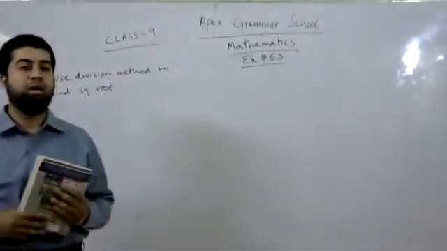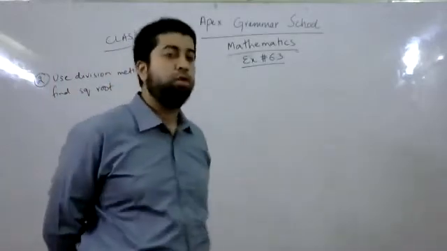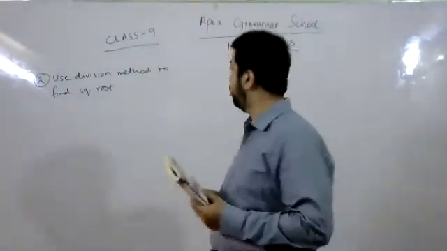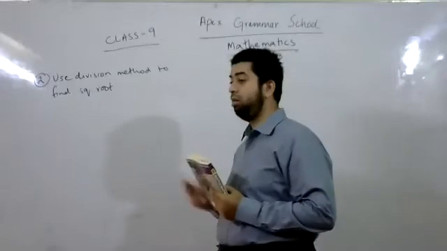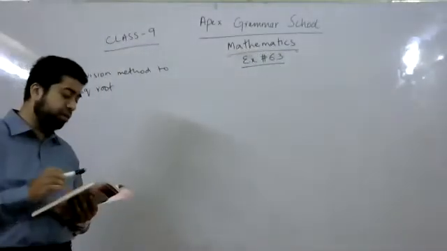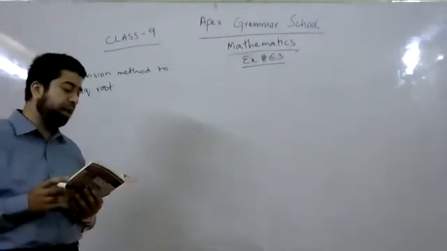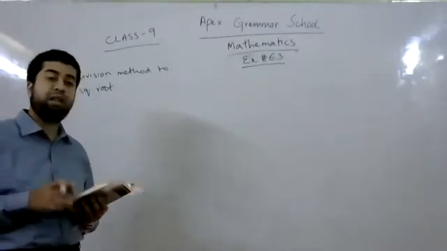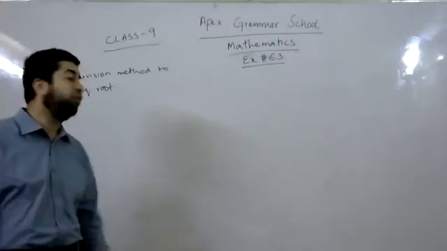Today we will discuss another method of square root for class 9 mathematics. We were at question number 1. Now today we will discuss question number 2, that is another method for square root, called the division method.